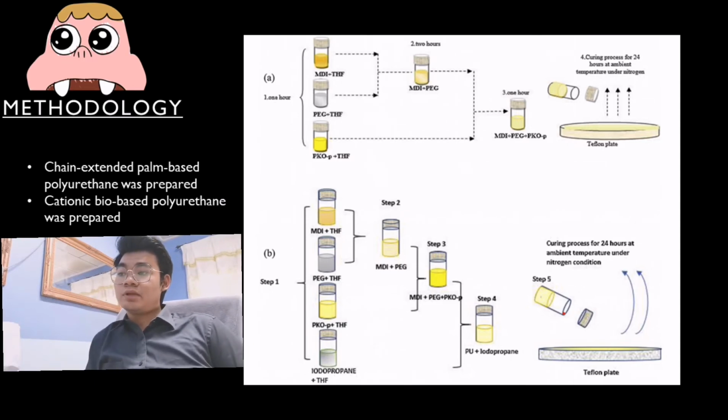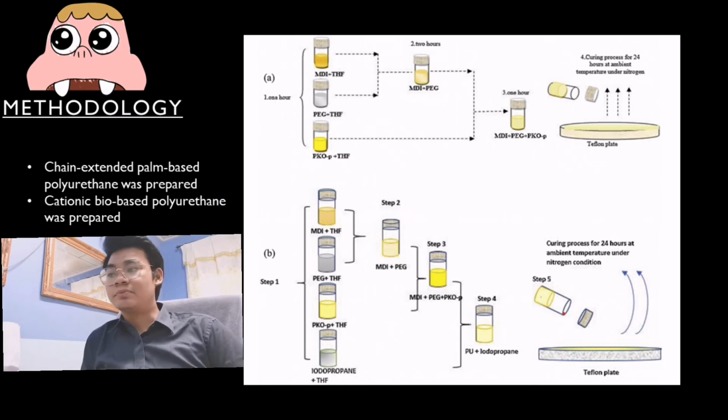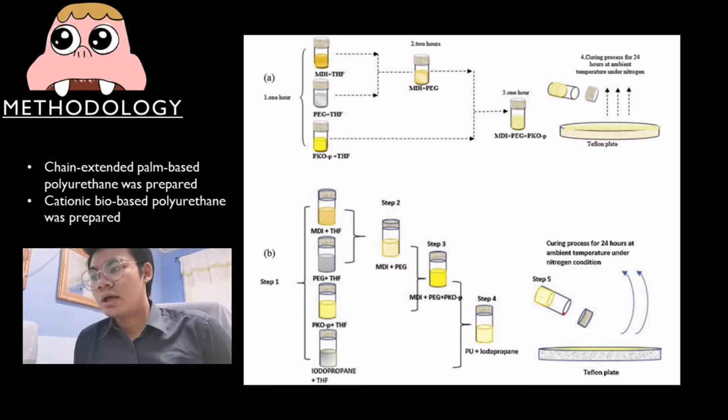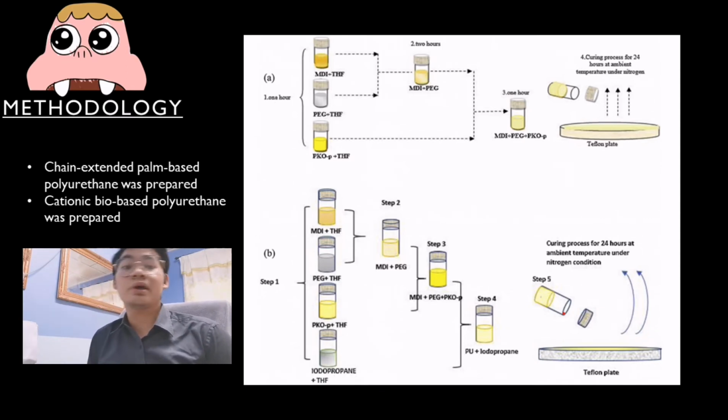Okay, next is the polymerization of cationic bio-based polyurethane. First, the polymerization of cationic polyurethane was also prepared in a glove box. The beginning steps are the same as mentioned above, before the casting and curing process. Iodopropane was added as the last compound to react with all those monomers. The ratios between PU and iodopropane were fixed according to the optimized parameter.